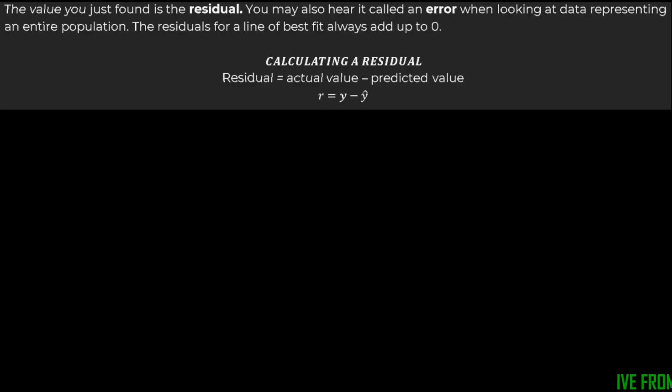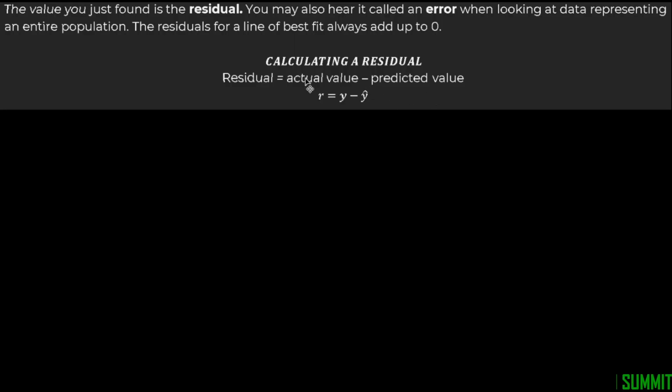And we're going to say you may also hear it be called an error when looking at data representing an entire population. The residuals for a line of best fit can always add up to 0. So they're supposed to cancel out. So that gives you a little formula there. The residual is equal to the actual value minus the predicted value.